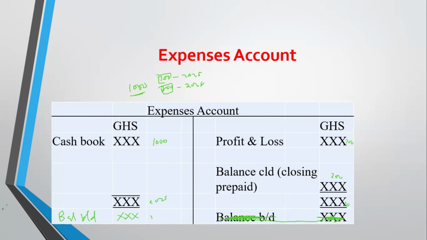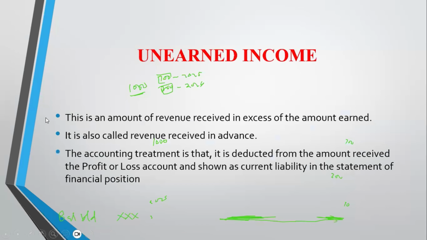Okay, let's look at the next adjustment. That is unearned income. When we talk about unearned income, it is an amount of revenue received in excess of the amount earned. It simply means the revenue that has been received in advance.